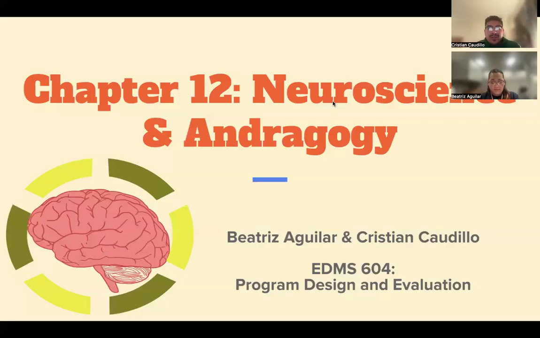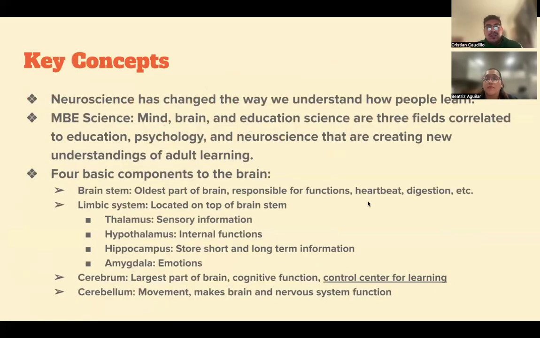So we are going to be talking about chapter 12, neuroscience and andragogy, and pretty much how the brain is developing as adult learners continue to learn throughout their span of life. Cool. So some of the key concepts here: neuroscience has changed the way that we understand how people learn, specifically adults. And then we have MBE science, which stands for mind, brain, and education science. This science is correlated to education, psychology, and neuroscience, which is constantly creating new understandings of adult learning.